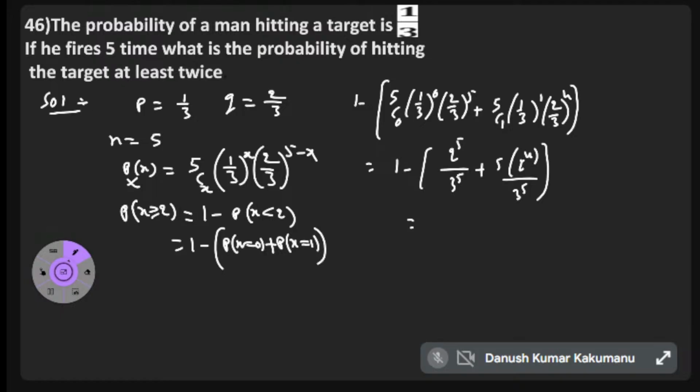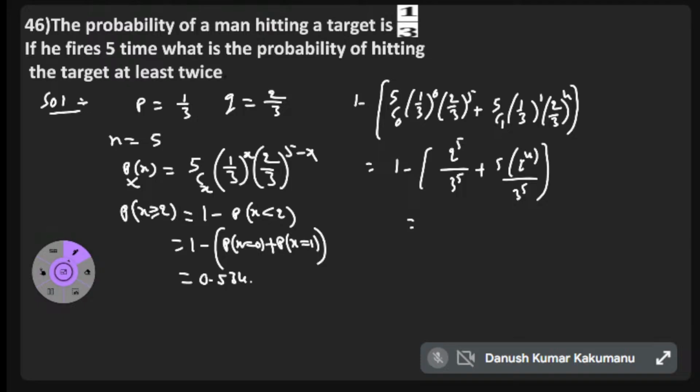Anybody answer? 0.534. You will get the answer 0.534. So that is the answer. Clearing now, 0.534 is the answer. Clear to all of you, no confusion. 0.534. Next.